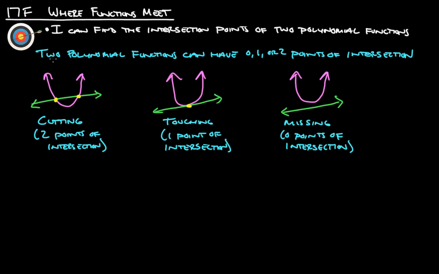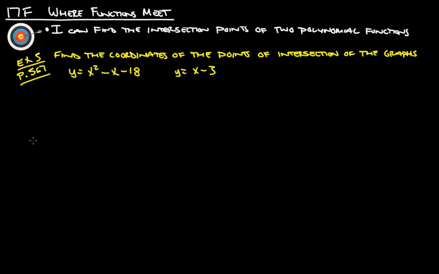where polynomials can meet. Two polynomial functions can have 0, 1, or 2 points of intersection. If the two graphs cut through each other, we're going to have 2 points of intersection. If they just touch each other, then you get 1 point of intersection. And if they miss each other altogether, then there are no points of intersection. All right, so let's look at an example.